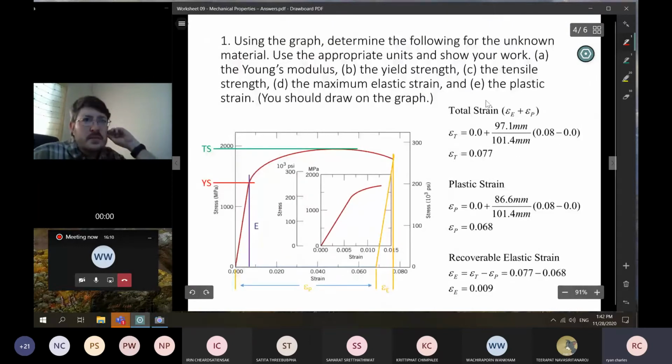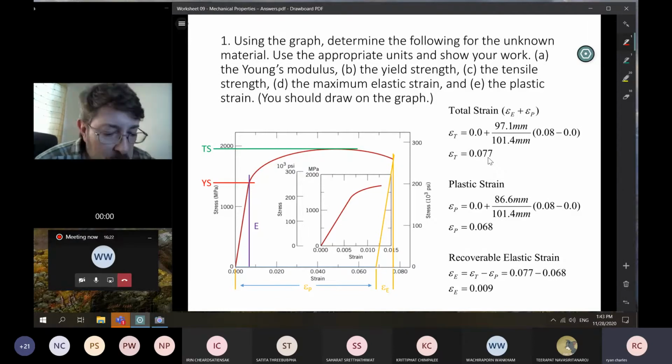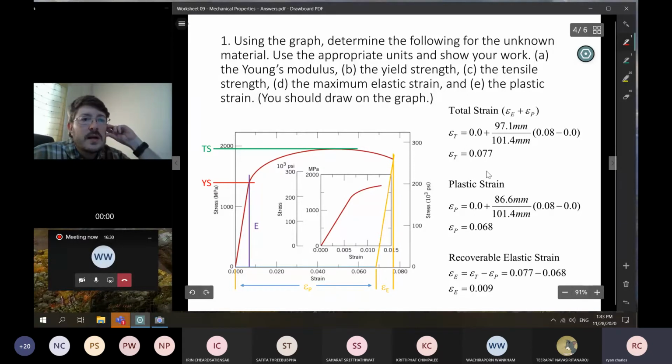All right, so total strain. We find the total strain. That one's easy. It's just a vertical line. We find it's 0.077. A lot of you found that number, but that's the total strain, not what quite a few of you called the plastic strain. The plastic strain is from 0 to the unloading line. That was about 0.068. So if you subtract the plastic from the total, you get the recoverable, or the maximum elastic, 0.009.